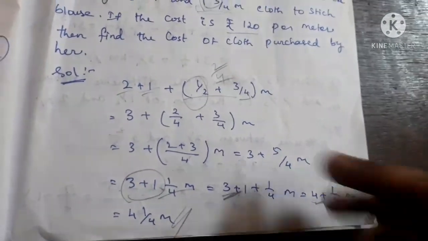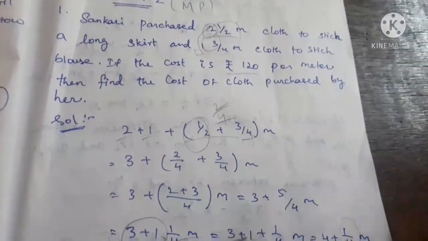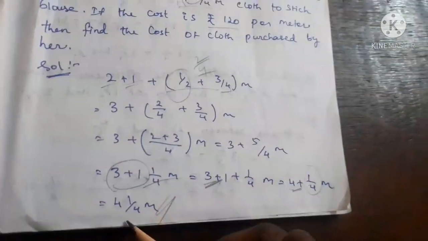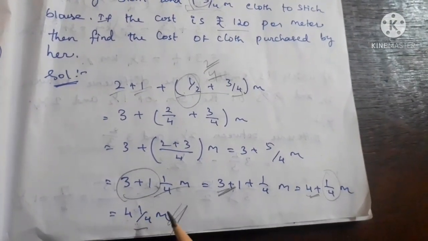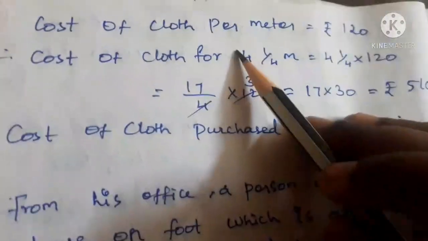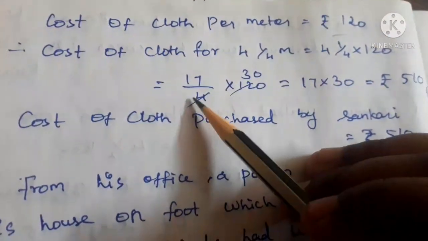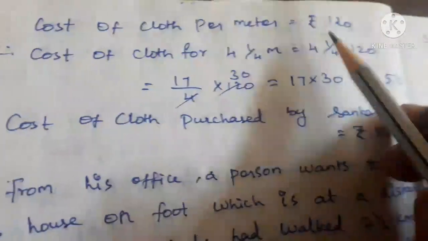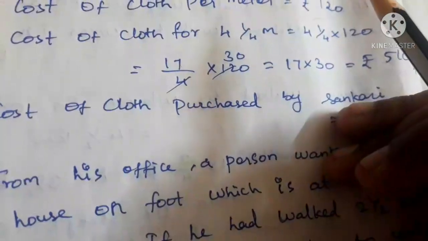So we have got the total length of the cloth purchased, but we are going to find the cost of the cloth. How to find? 1 meter is 120, then what is the cost of 1 by 4 meter they are asking. So how to calculate it? The cost of cloth per meter is rupees 120 and the cost of cloth for 1 by 4 meter is 1 by 4 into 120. Just we are going to do multiplication.